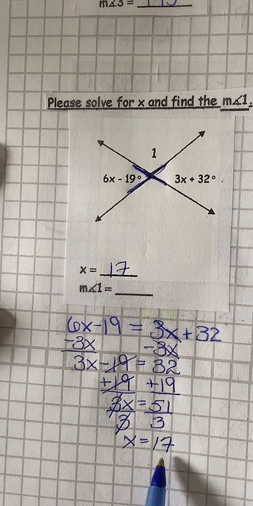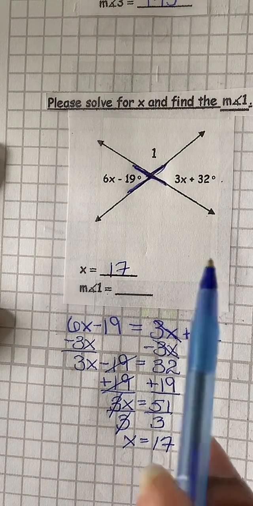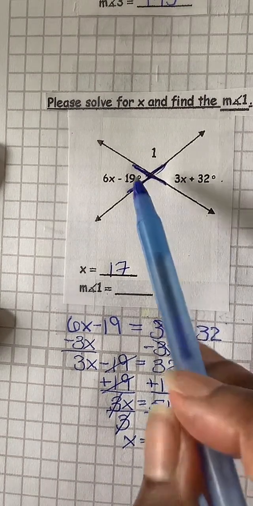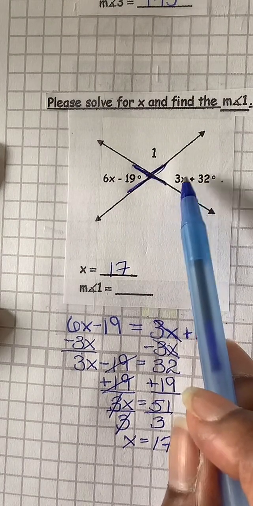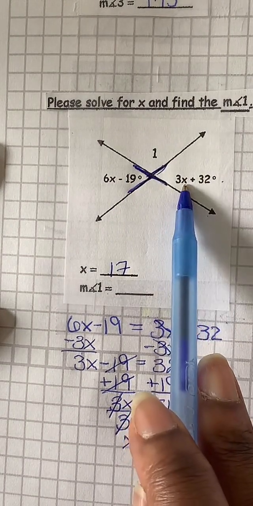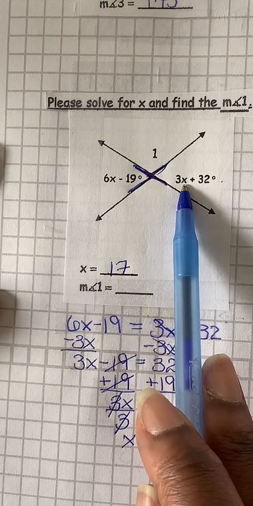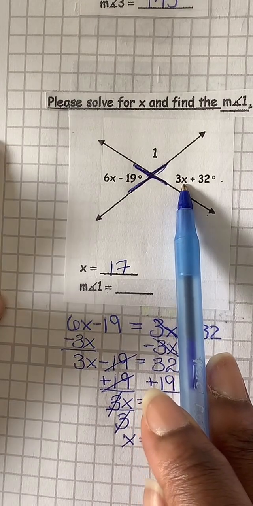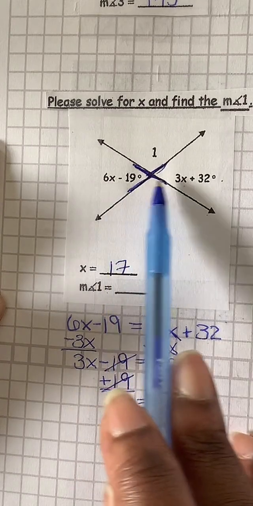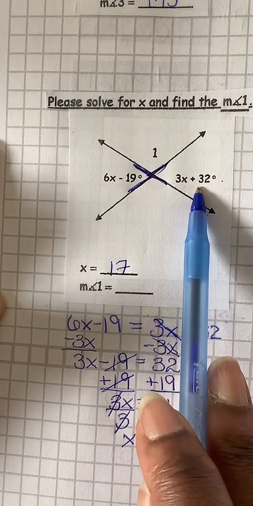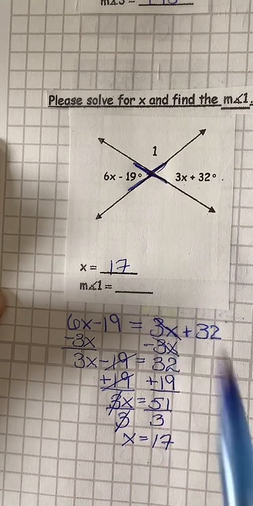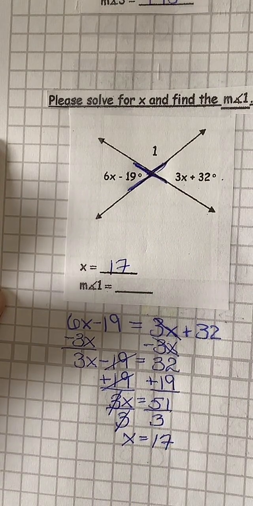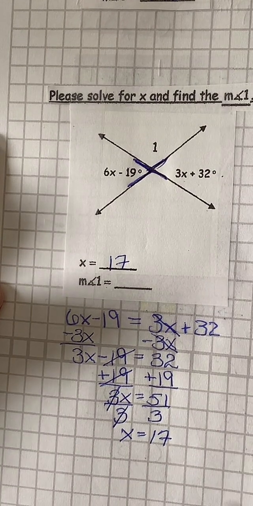Okay? 17 is my x value. It's not the measure of that angle or this angle. We only solved what x represents. So we got to plug it back in to one of these two equations for us to figure out what the measure of this angle is. Then you're going to subtract by 180. Okay, makes sense a little bit?